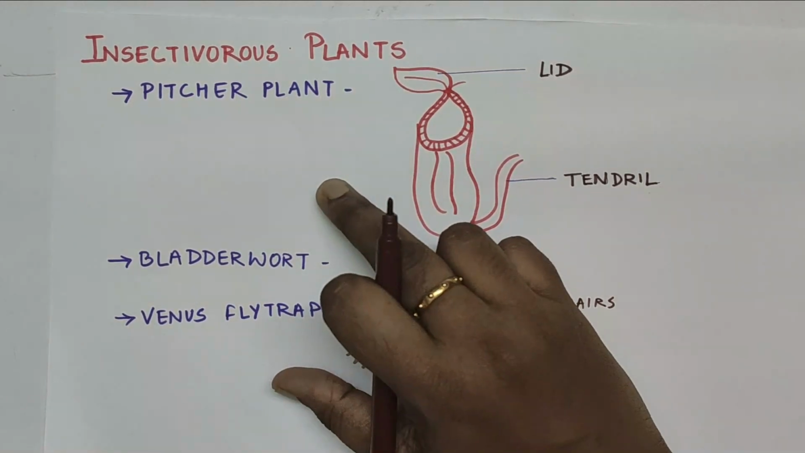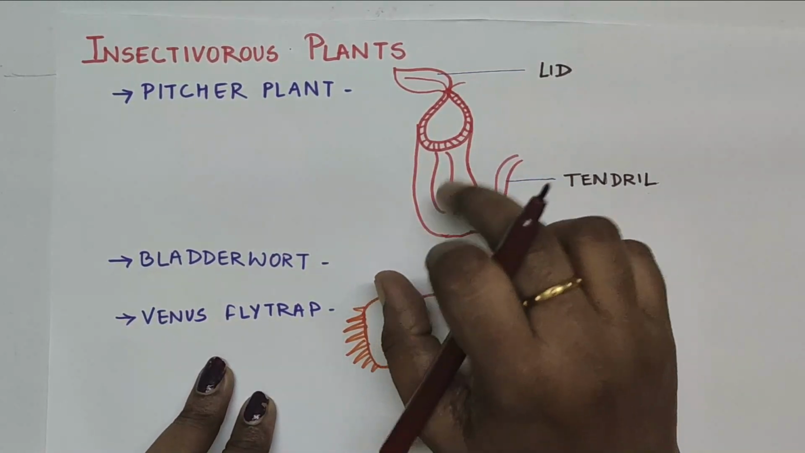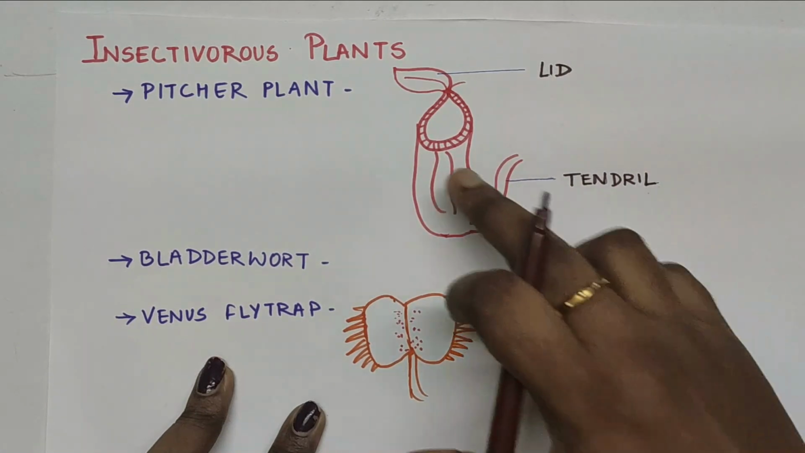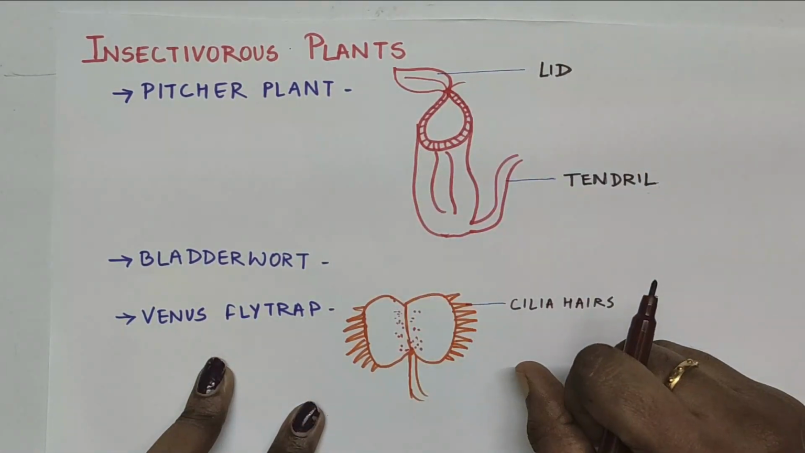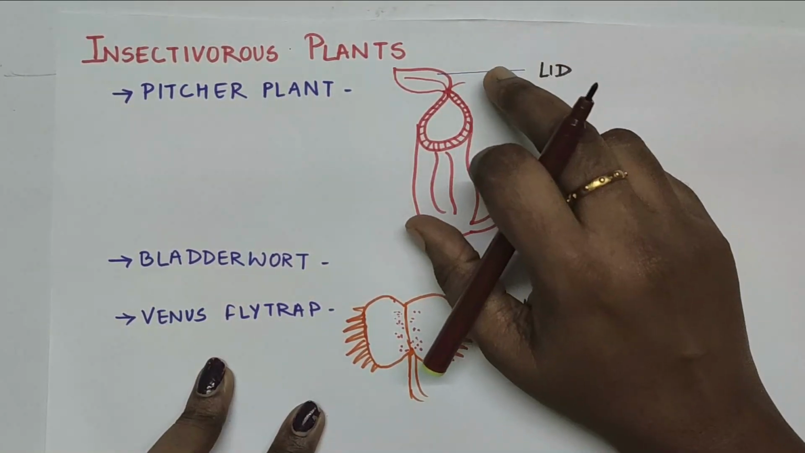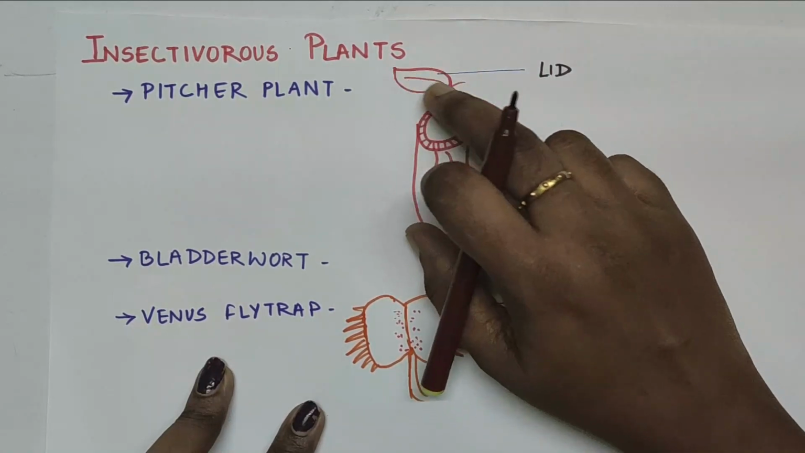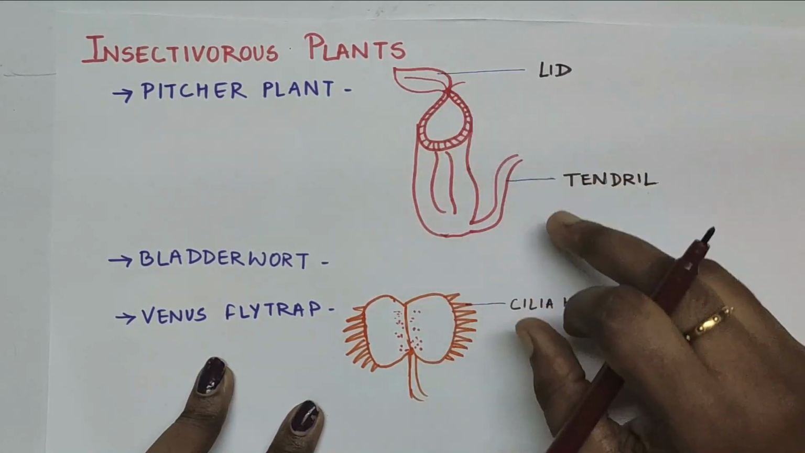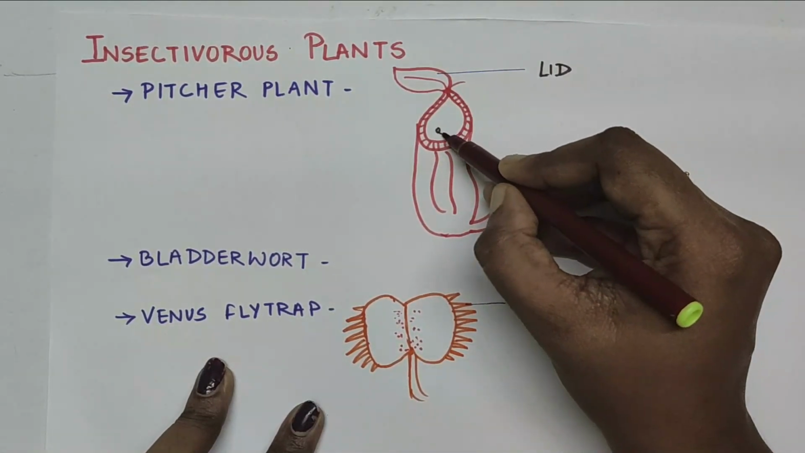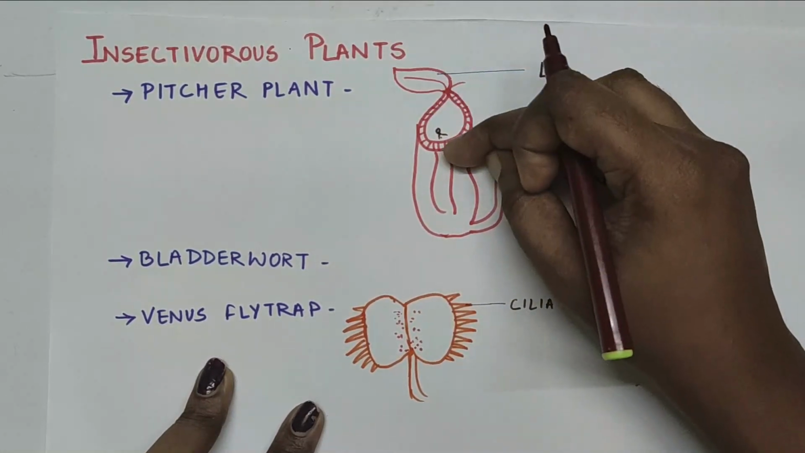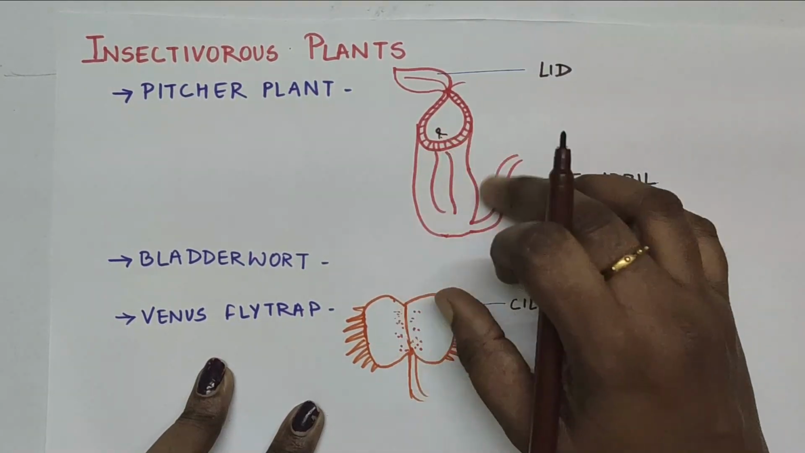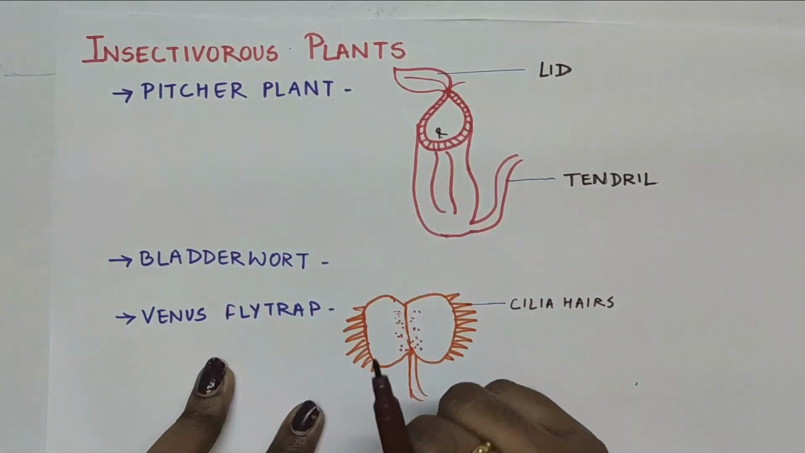So the first example is pitcher plant. Somewhat looks like this. There is a lid-like structure on it, and actually it's the leaf which has been modified into a pitcher-shaped leaf, and it is having an extension at the leaf apex that is forming the lid. Also the petiole is like a tendril, and as the insect sits here, automatically the lid will close, and as the lid closes, the insect gets digested by the juices which are released by the leaf. So this is the pitcher plant.